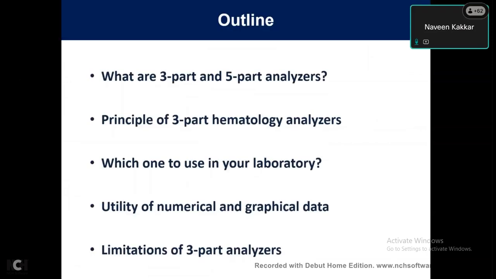So the outline of my session is: what are three-part and five-part analyzers very broadly, the principle of three-part analyzers, which one to use in a laboratory, the utility of numerical and graphical data. I'll focus on the three-part. Dr. Archana will cover the five-part, and I'll end with limitations of three-part analyzers.